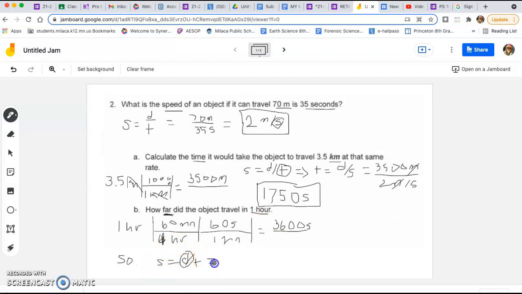Pause it if you need to. This isolation is pretty straightforward, right? All I have to do since time is on the bottom is multiply it over. So distance is equal to speed times time. So then I can plug in what I know, and the speed is 2 meters per second. And the time is 3,600 seconds.